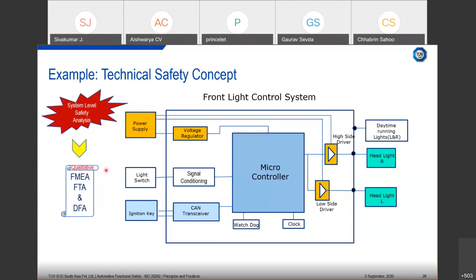There are two different analyses. One is qualitative and the other is quantitative. Qualitative is very subjective and may not have any numbers, but for quantitative you have the targets and the numbers that you will be working with at the hardware level. So at this level, you will be performing FMEA, FTA, and also dependent failure analysis to identify the weaknesses in the design, and then keep updating based on the recommendations.